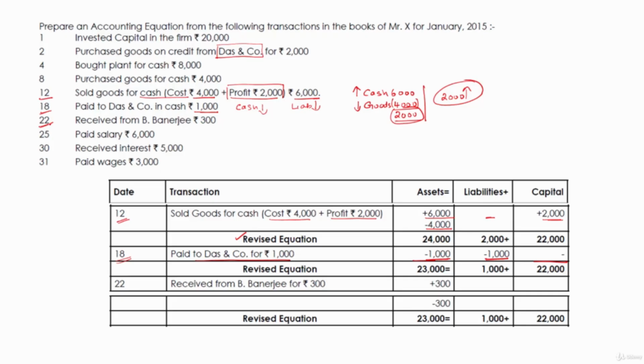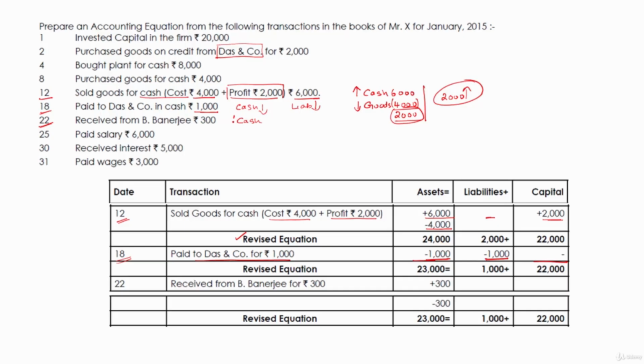Next, on 22nd, received from Banerjee 300. So what is happening here? Cash will go up. And who is this Banerjee? Do we have any prior information about this Banerjee? No. So let us assume that some amount was due from Mr. Banerjee in the past. Okay.